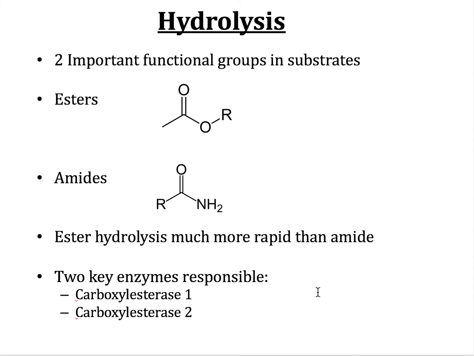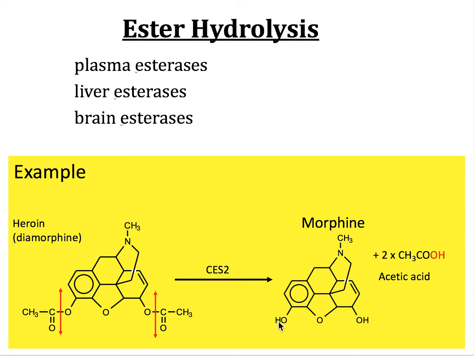So hydrolysis looks for esters and amides, so these are the two functional groups that you're after when you're looking for a hydrolysis reaction. An amide would look like this, and an ester would look like this. Two key enzymes are carboxylesterase 1 and carboxylesterase 2. Now, there are other esterases, enzymes also involved.